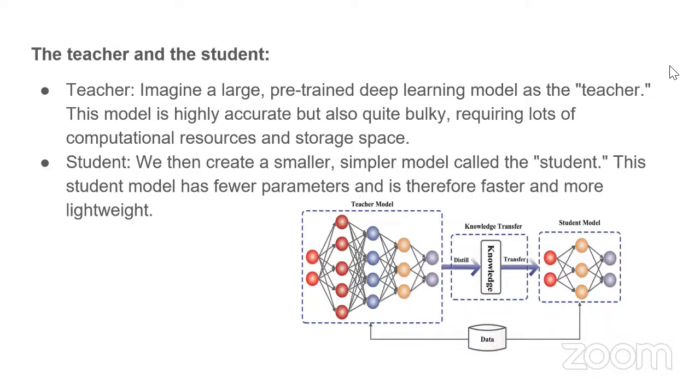Imagine a large pre-trained deep learning model as a teacher. This model is highly accurate, but it's bulky, requiring lots of computational resources and storage space. And then there is the student model. We then create a smaller, simpler model called the student. This student model has fewer parameters and is therefore faster and more lightweight.